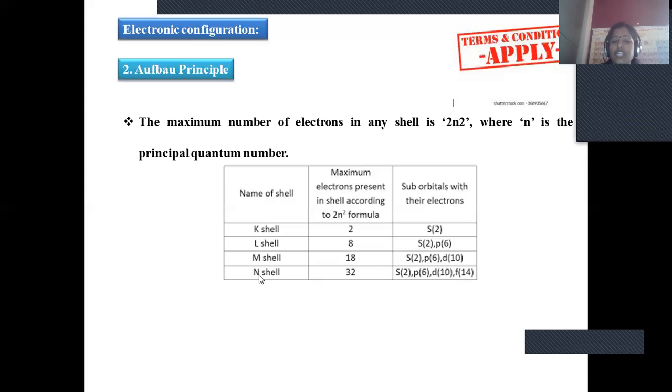Now let us move on to the N shell. The N shell has principal quantum number 4. 4 square is 16, 16 into 2 is 32. So the maximum number of electrons in the N shell will be 32. This main shell N consists of 32 electrons, and the distribution in subshells will be s orbital 2, p orbital 6, d orbital 10, f orbital 14. This is in accordance with the formula 2 into n to the power 2. So it is obeying the Aufbau principle. We are filling electrons in increasing order of their energy.